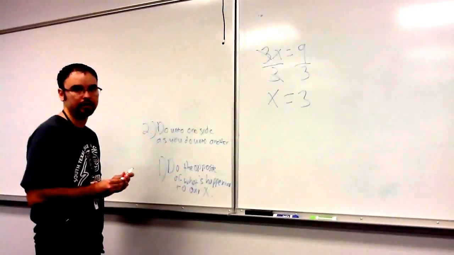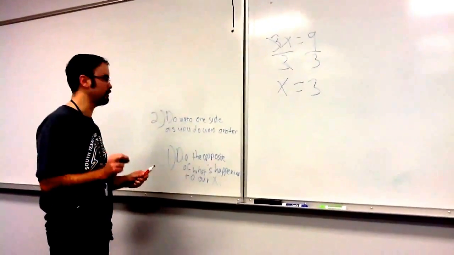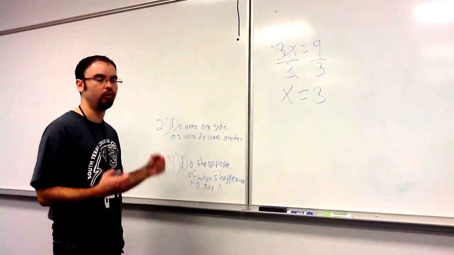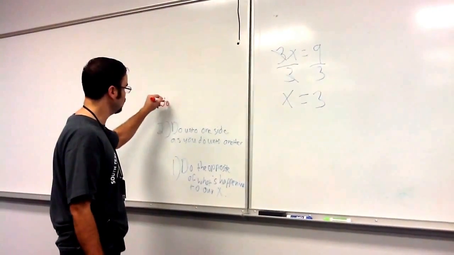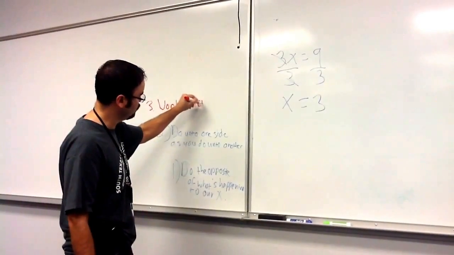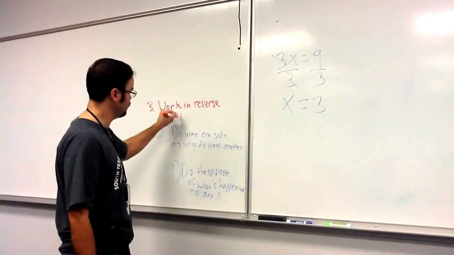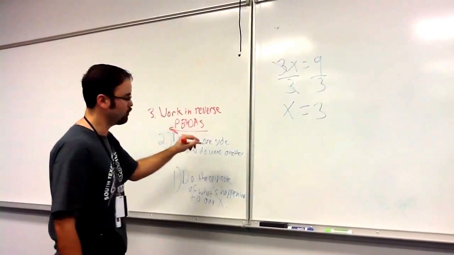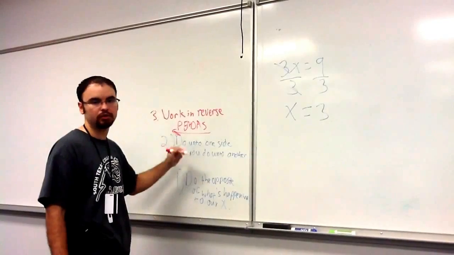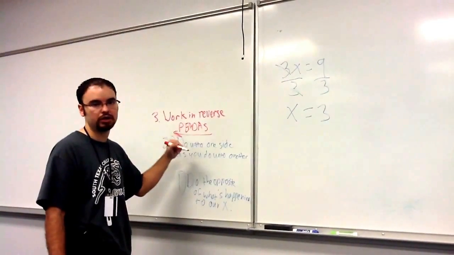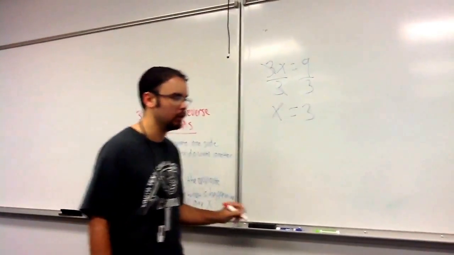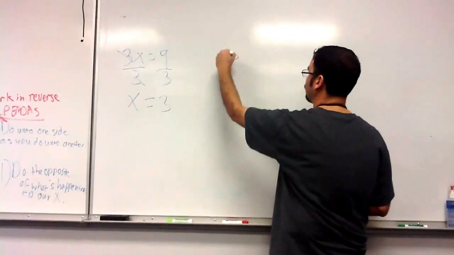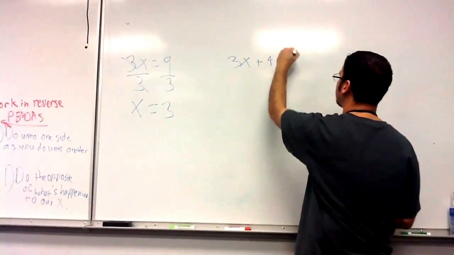Now it gets more fun when we have 2 or more steps, 2 or more actions involved. So how do I know which one to undo first? Well, we're going to work in reverse PEMDAS. So normally we do the parentheses, then the exponents, then the multiplication and division, and then the addition and subtraction. Here we're going to work ourselves backwards. So we're going to start off with 3x plus 4 is equal to 12.